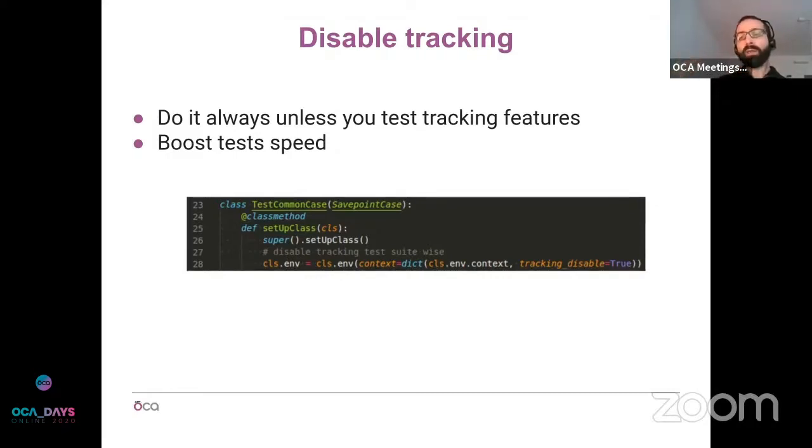Well, when you create, for instance, a simple partner, the partner is using the mail tracking capabilities. So every time you create the partner for each test, you're not only creating the partner, you're also triggering the full machinery for the tracking. And this is very, very slow. And you don't even need it. Unless you want to test specific tracking features, you don't need it. So this is very important. Always disable it. And here you can see an example of how you can disable it for the whole test suite.